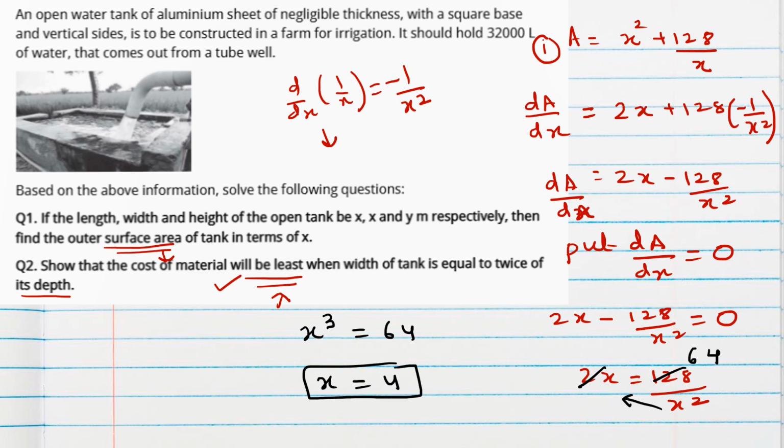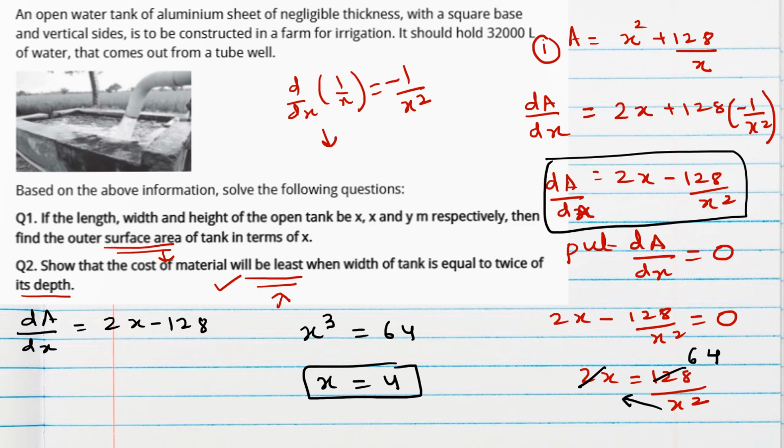So at this point we don't know whether surface area will be least or not. So that we have to check. So how we will check? We will find double order derivative. So this is our first order derivative, dA by dx. dA by dx is 2x minus 128 by x square. We will differentiate again with respect to x.